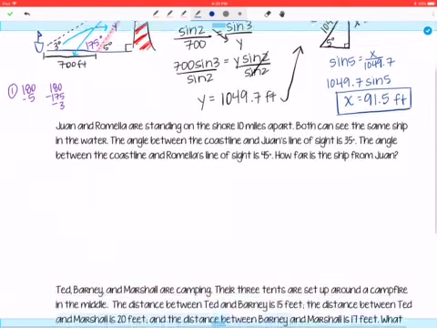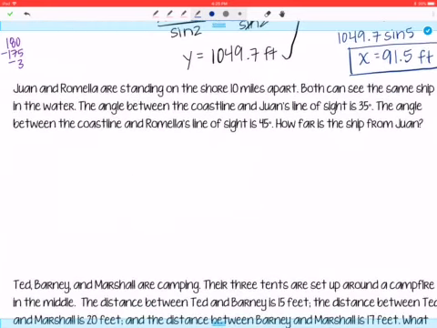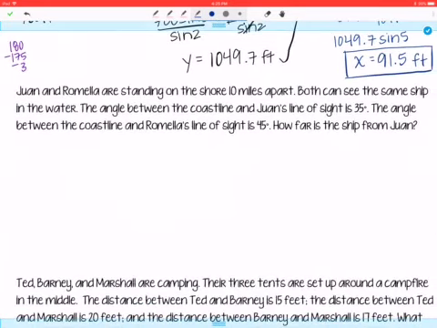All right, question 5. Juan and Romello are standing on shore 10 miles apart. Both can see the same ship in the water. The angle between the coastline and Juan's line of sight is 35 degrees. The angle between the coastline and Romello's line of sight is 45 degrees. How far is the ship from Juan?